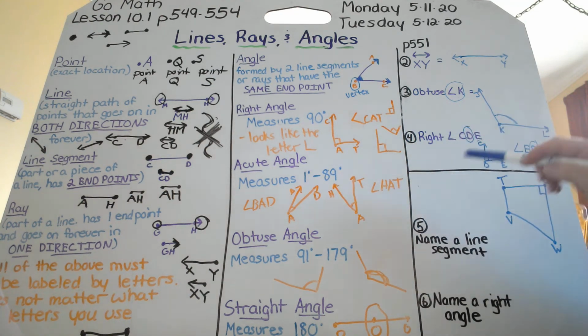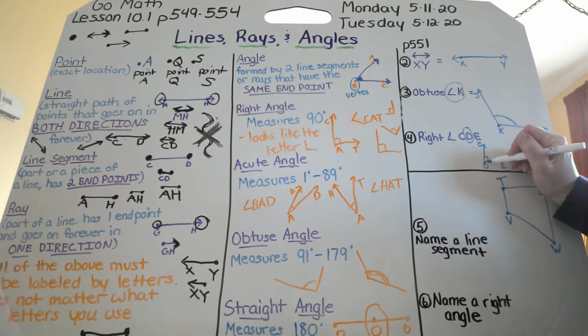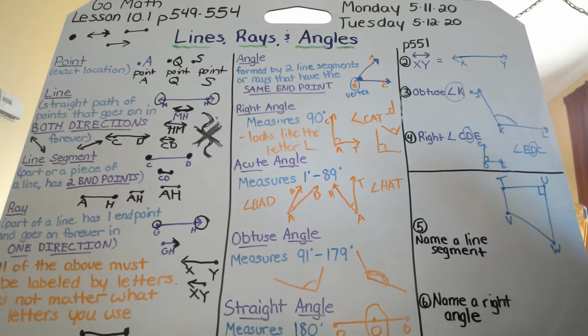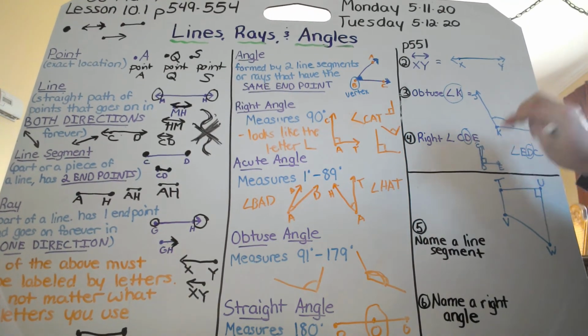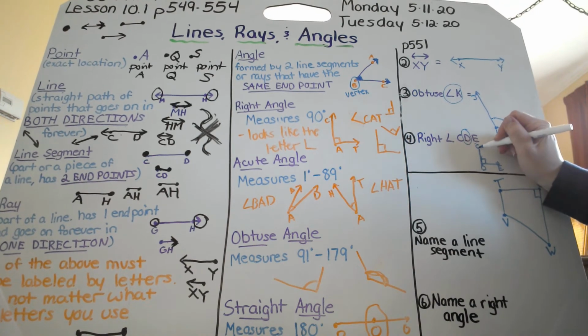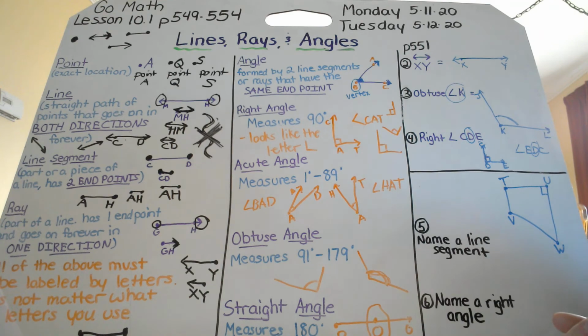So a right angle looks like an L, and I apologize that this is not that straight, so I'm going to fix it because I want it to look good for you guys. It should be more upright like that. And that's a good right angle. It measures 90 degrees and it looks like an L. So those would be examples of your answers for those 3 questions.